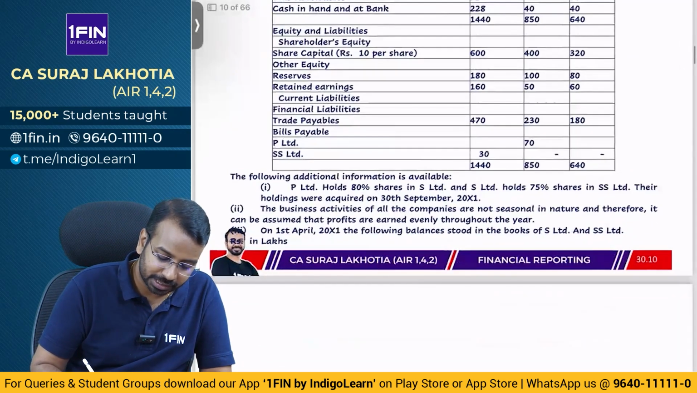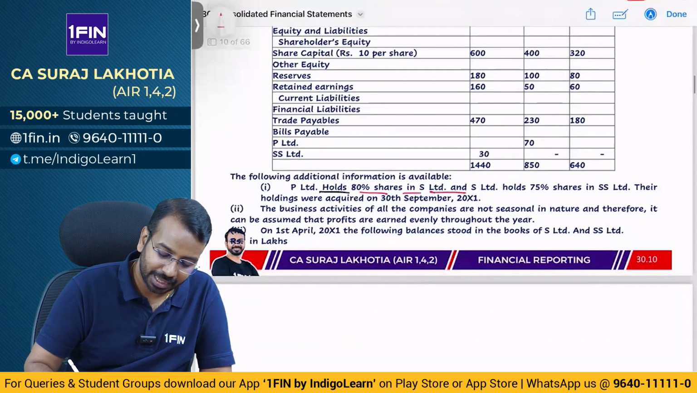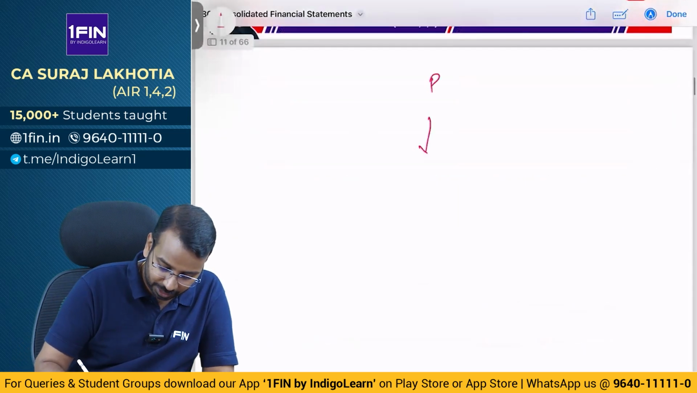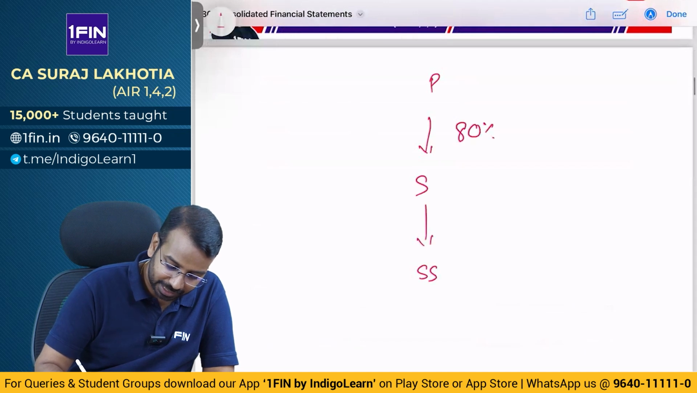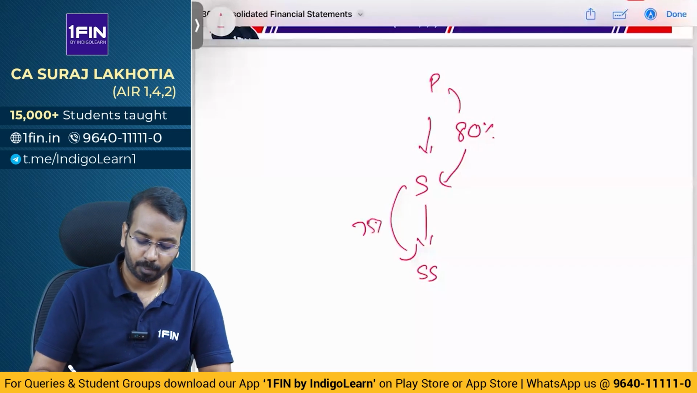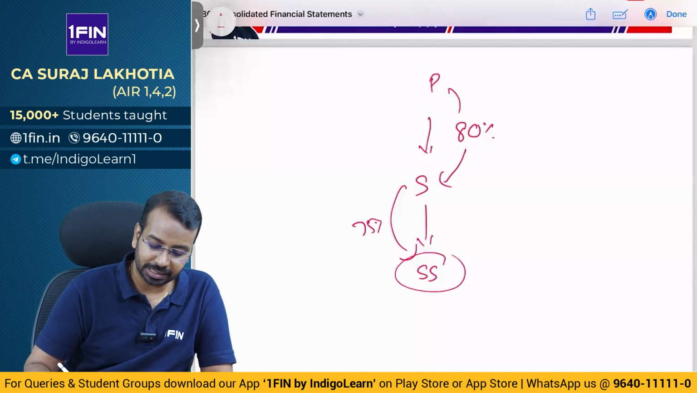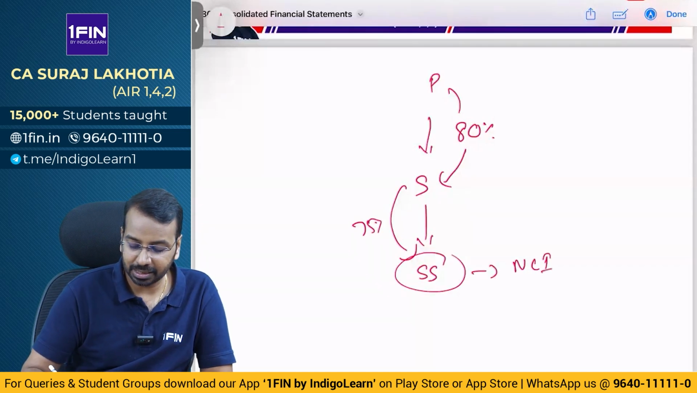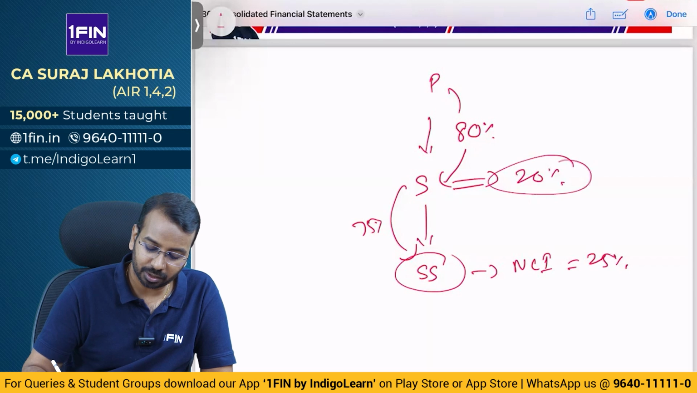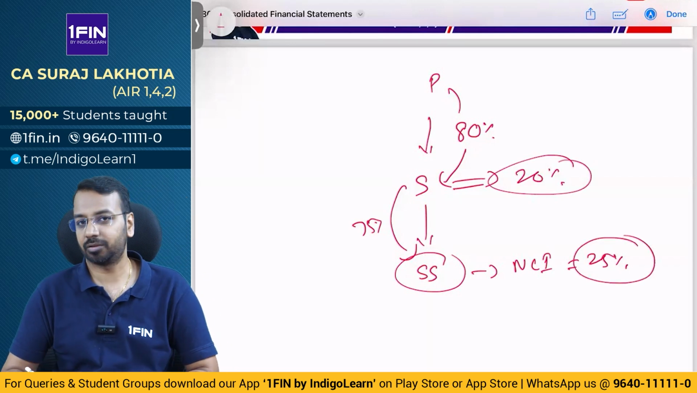P Limited holds 80% shares in S Limited and S holds 75% in SS Limited. So you have P Limited, you have S Limited and you have SS Limited. P holds 80% in S and S holds how much? 75% in SS. Now, in SS, how much is NCI? In SS, NCI is 25%. In S, how much is NCI? In S, NCI is 20%. Till here, none of you will have any doubt.